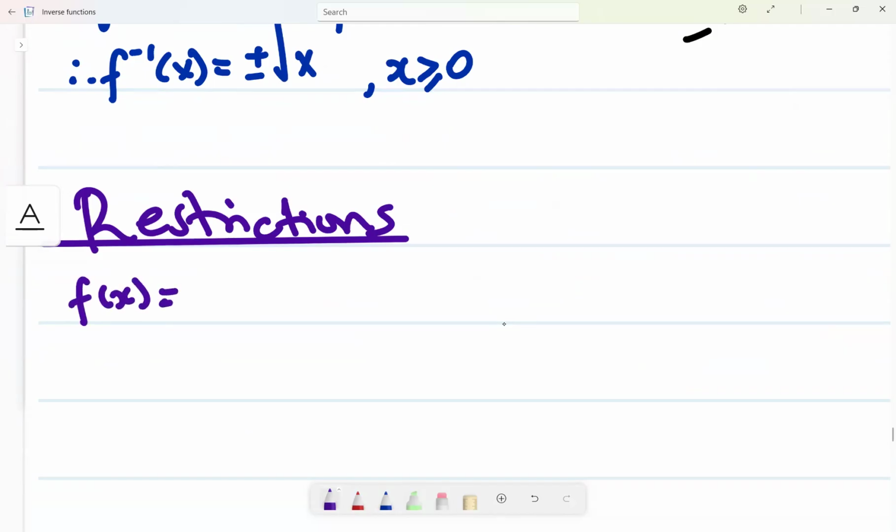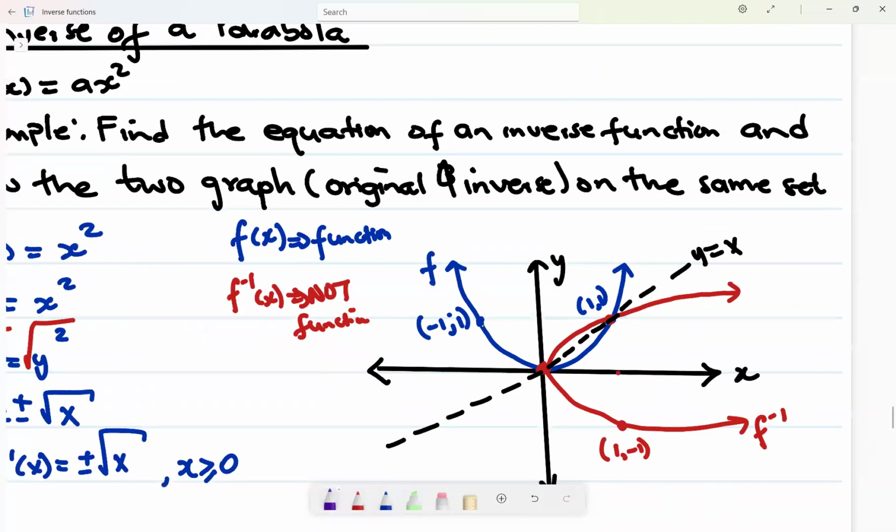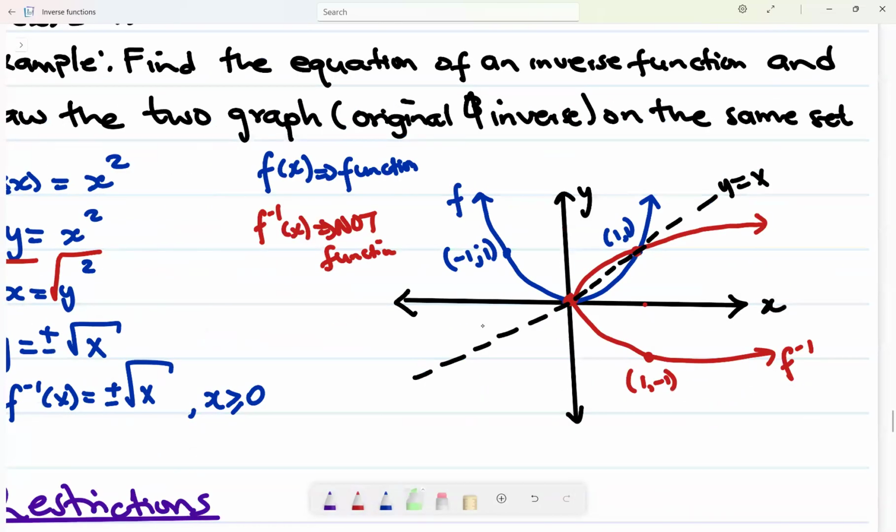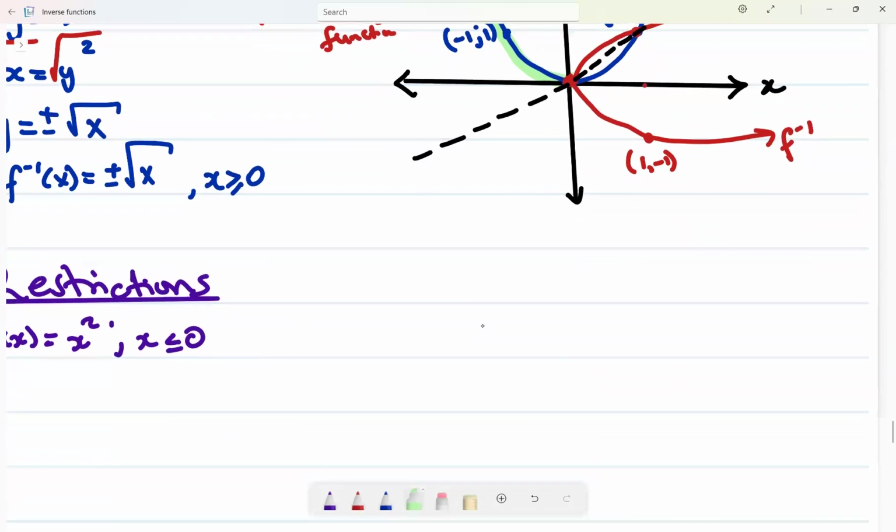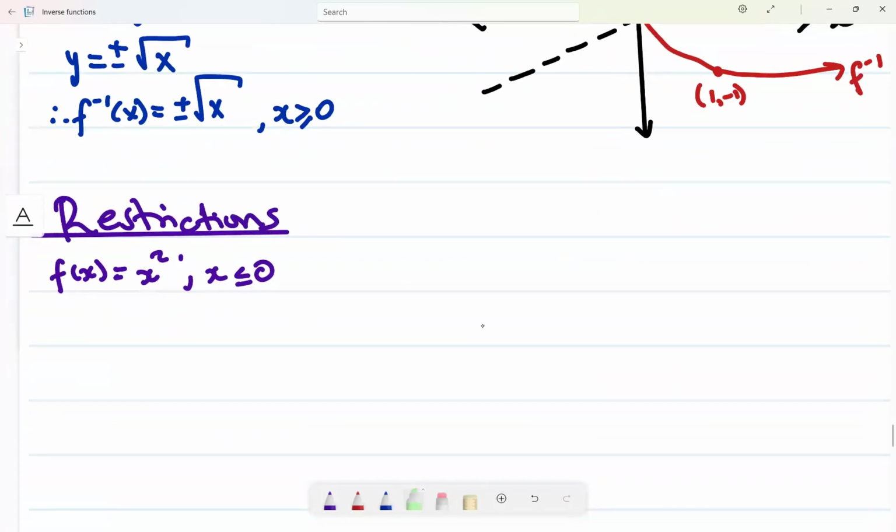So the first restriction on f(x) = x squared is that I need my x to be less than or equal to 0. When it is that, it means I'm only going to draw this portion of the graph. Why am I not including this one? Because the restriction says specifically that I need it on the domain where x is less than or equal to 0. Remember the domain of f(x) originally.